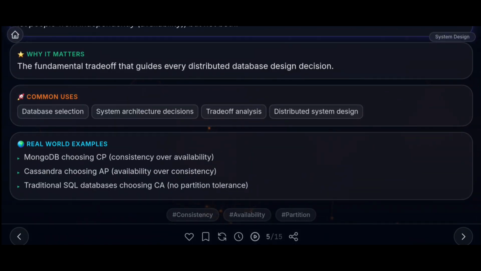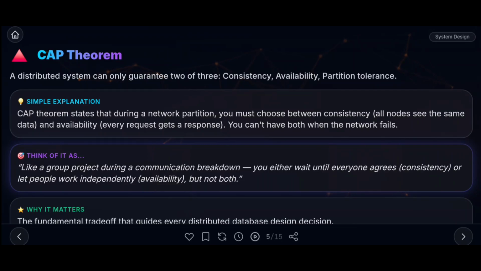Some real-world examples are MongoDB choosing CP, consistency over availability; Cassandra choosing AP, availability over consistency. AP means availability and partition tolerance. CP means consistency and partition tolerance. Traditional SQL databases choosing CA. So here no partitioning is required, but consistency and availability. So this is all about the CAP theorem. CAP means consistency, availability, and partition tolerance.